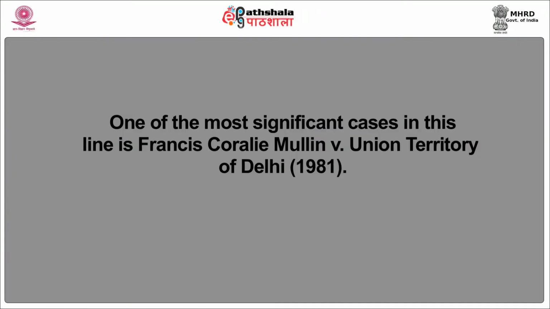Yet, in a series of judgments beginning in the 1980s, the Indian Supreme Court has held that certain DPSPs are enforceable. One of the most significant cases in this line is Francis Mullin versus Union Territory of Delhi, 1981. The judgment, authored by Justice Bhagwati, extended the right to life and personal liberty under Article 21, which is a judicially enforceable fundamental right in Part 3 of the Constitution, to cover a much broader right to live with dignity.